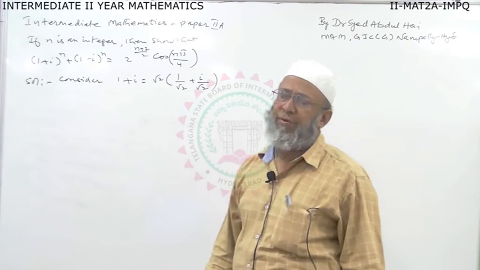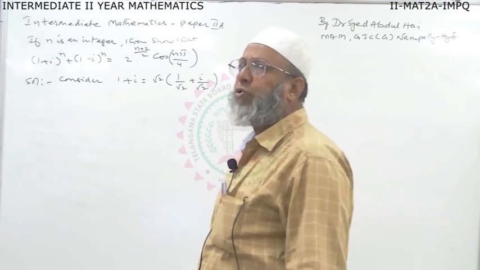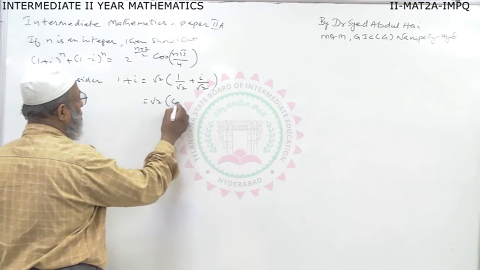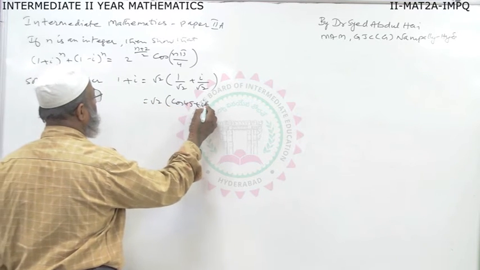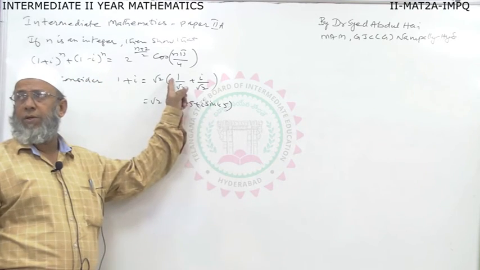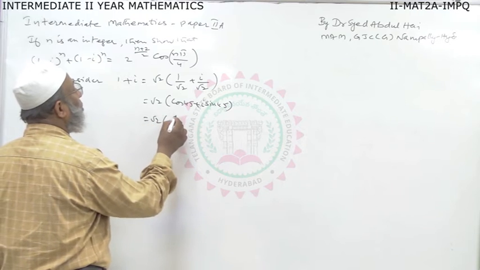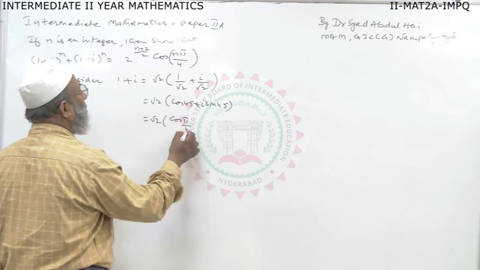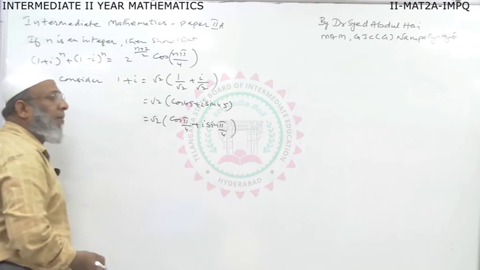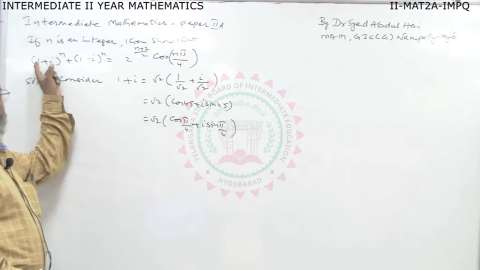You have to pick up the value of cos and sin in such a way that it should be common for both the values. So which gives me root 2 into cos 45 plus i sin 45, right? Cos 45 is 1 by root 2. Sin 45 is 1 by root 2. Or which can be written as root 2 into cos pi by 4 plus i sin pi by 4. Is it clear? So actually I am interested in finding the value of (1 plus i) whole power of n.